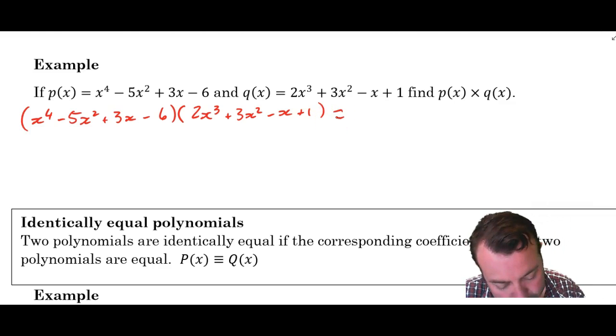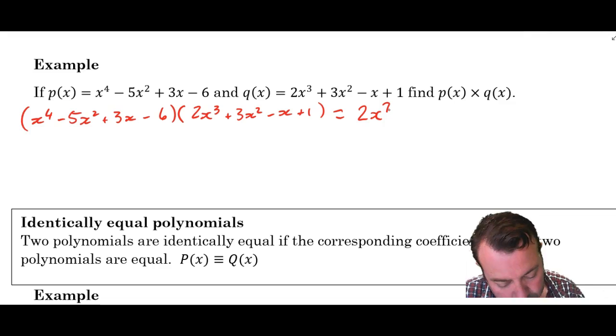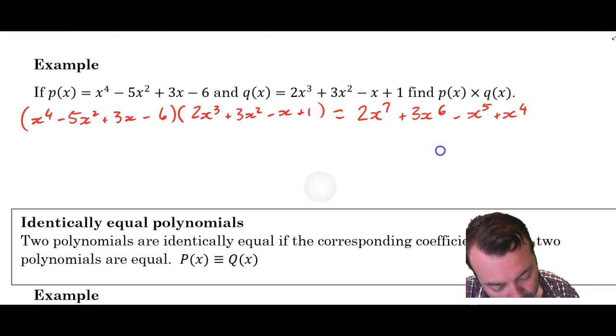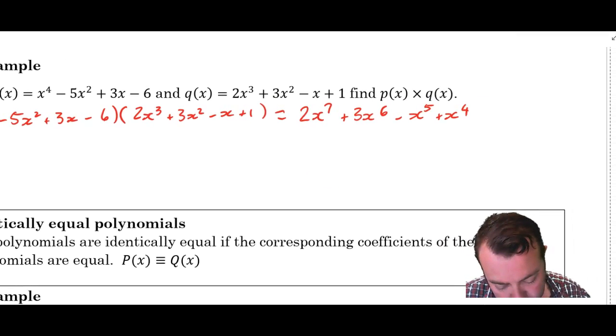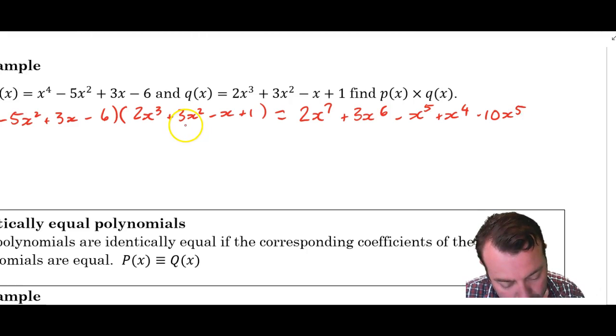X to the 4 times 2x cubed is going to be 2x to the 7. Remember, we add the powers. X to the 4 times 3x squared is 3x to the 6. X to the 4 multiplied by negative x is negative x to the 5. X to the 4 times 1 is plus x to the 4. Now, continuing along, I'm going to have to zoom out a little bit to fit everything in. Now, negative 5x squared times 2x cubed is negative 10x to the 5. Negative 5x squared by 3x squared is negative 15x to the 4.